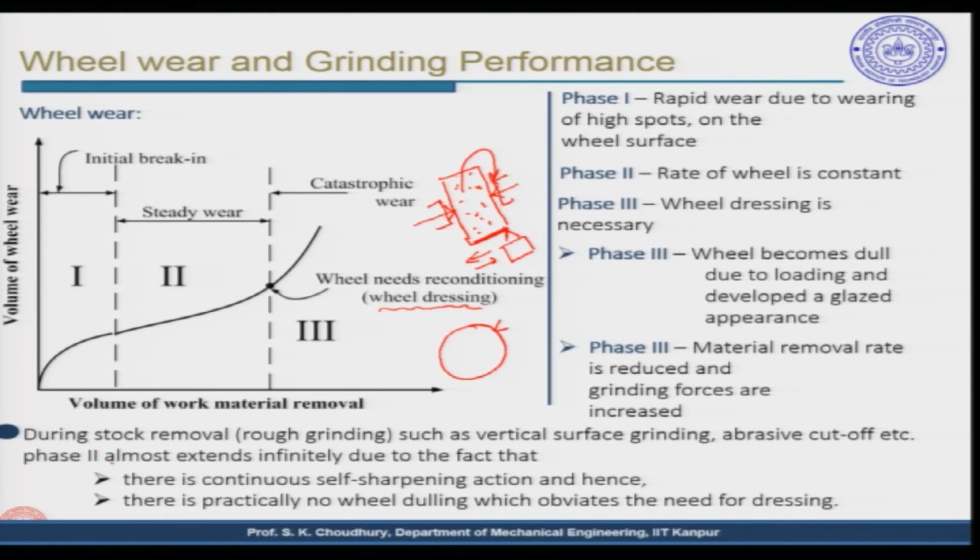Okay. Now, during the stock removal, I already told you this is the rough grinding, such as vertical surface grinding, abrasive cutoff, etc. Phase 2 almost extends infinitely due to the fact that there is a continuous self-sharpening action, and hence there is practically no wheel dulling, because behind the dull grains there will always be sharp grains, revealing out, coming out on the surface of the grinding wheel.